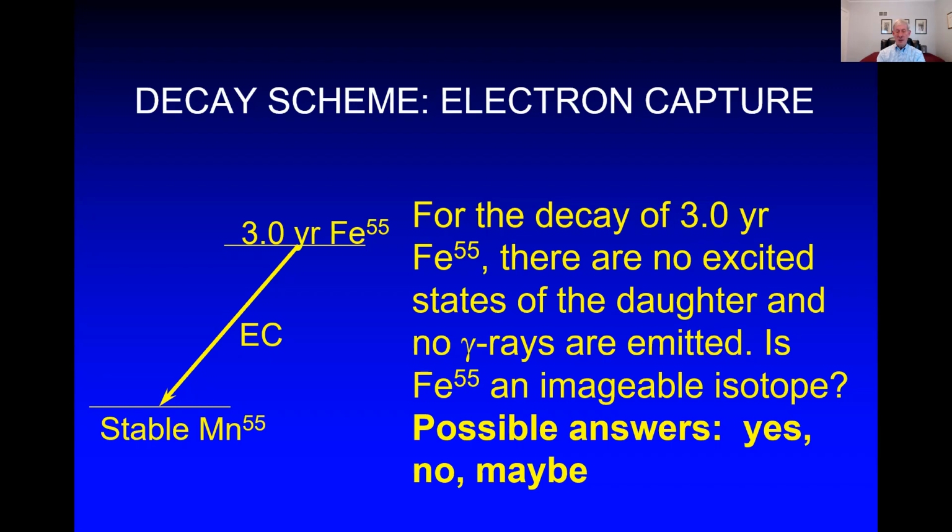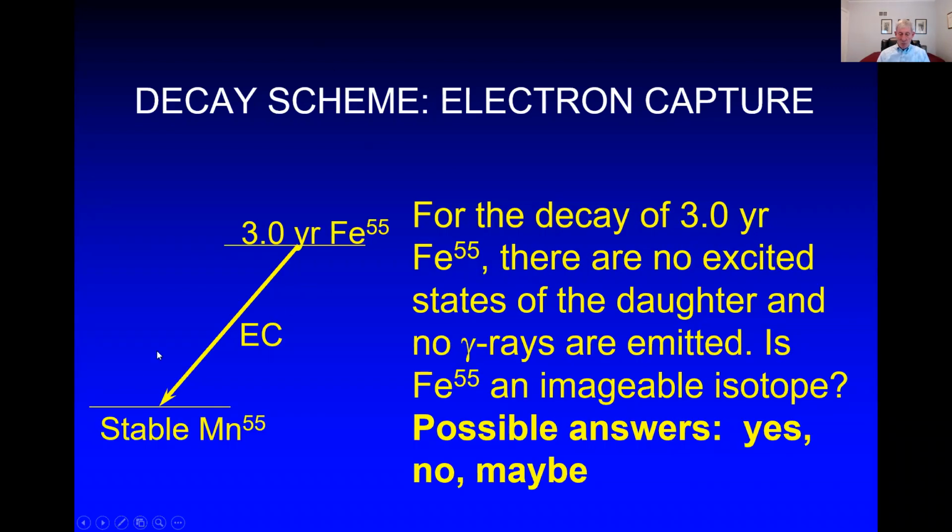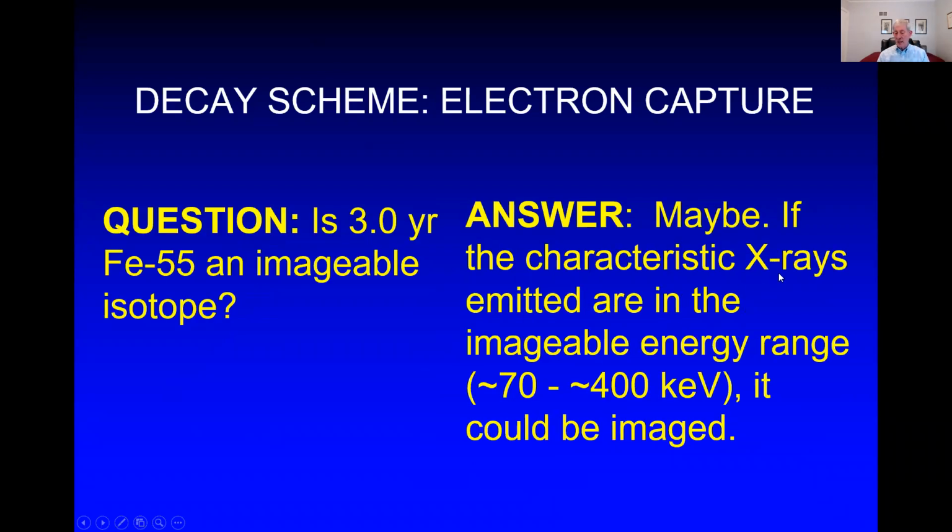Is it imageable or not? Would it be yes because of the X-rays that are given off? You are correct. Very good. There are always characteristic X-rays given off in electron capture, regardless of whether it goes to the ground state in one step or goes through an excited daughter. So there are always characteristic X-rays.